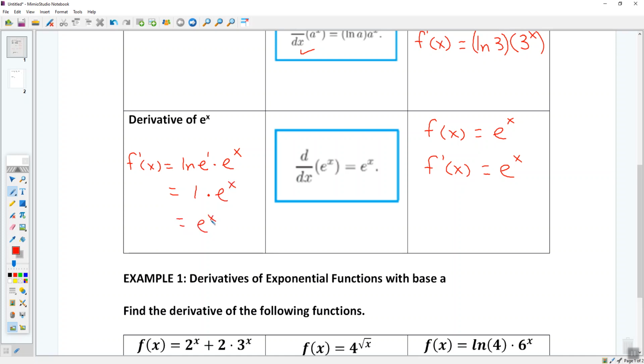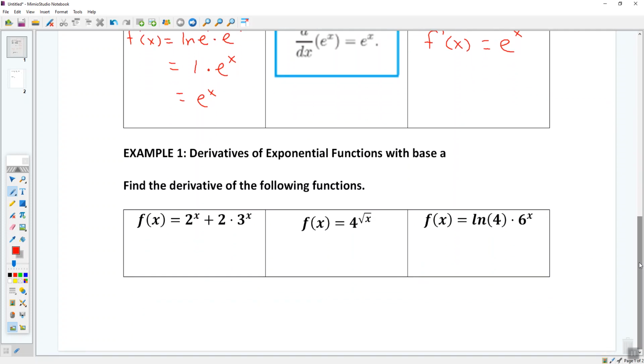Okay, 2 rules I want you to remember. What's the derivative of a to the x? ln a times a to the x. Natural log of a times a to the x, understanding that a is some number, right? What's the derivative of e to the x? Itself. E to the x. Okay, here we go.